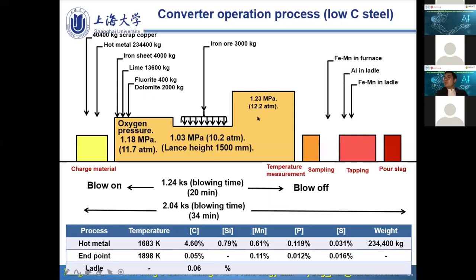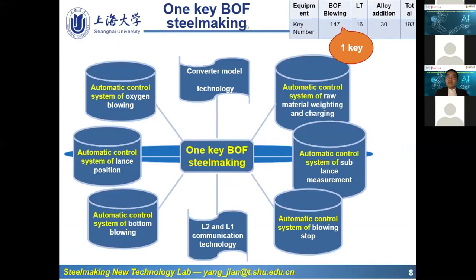Of the blowing, we should charge a lot of raw material into the converter. So it is a rather complicated process, and we should develop some automation and operations to master this process. We have developed one-key BOF steelmaking technology, which includes the automation control system of the oxygen blowing and lance position, the bottom blowing, the raw material weighing and charging, and substance measurement and the converter model technology.